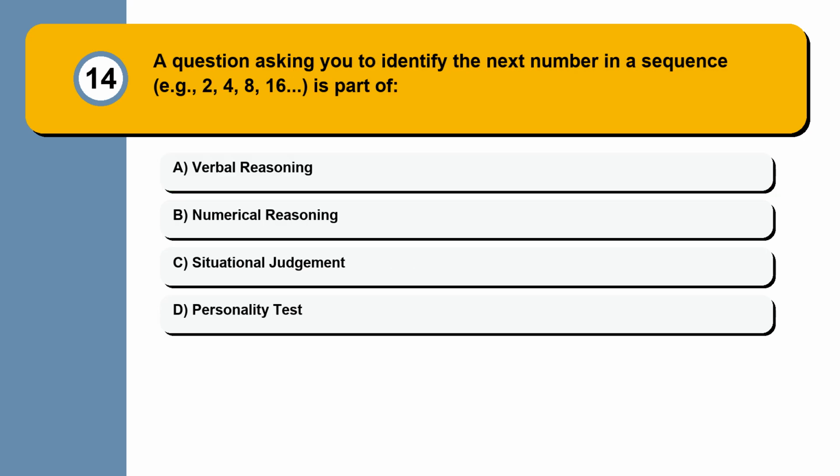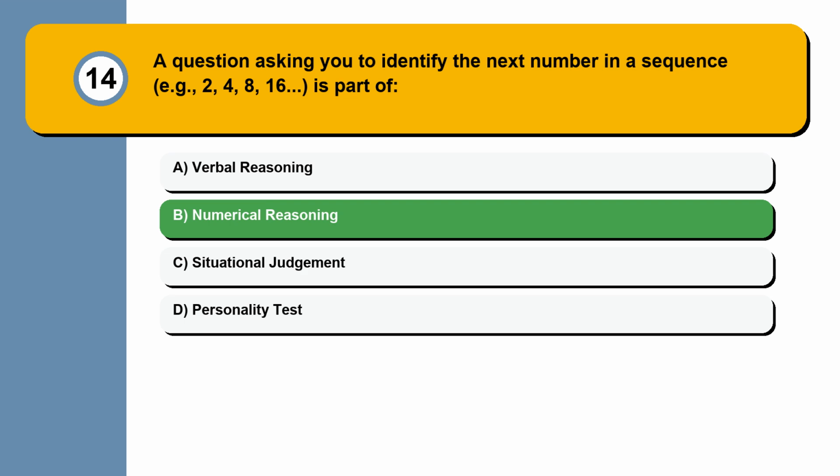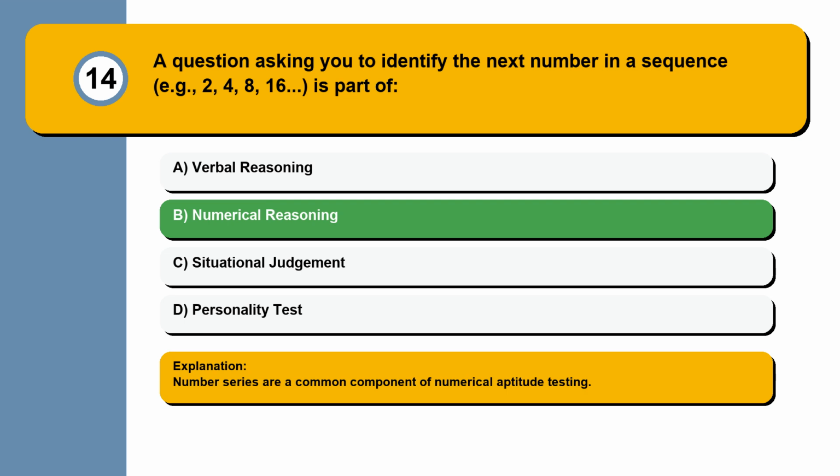Question 14. A question asking you to identify the next number in a sequence, for example 2, 4, 8, 16, is part of: verbal reasoning, numerical reasoning, situational judgment, personality test. Number series are a common component of numerical aptitude testing.